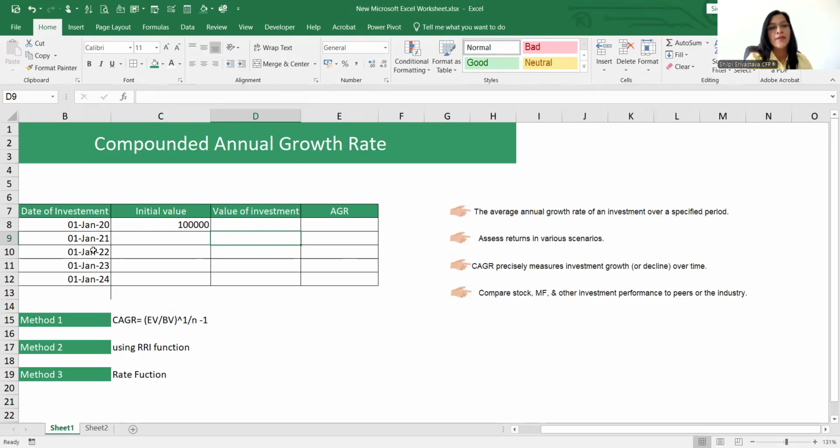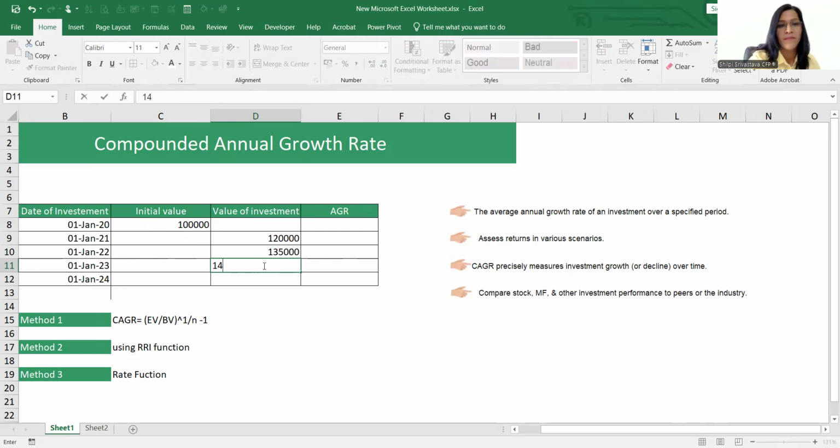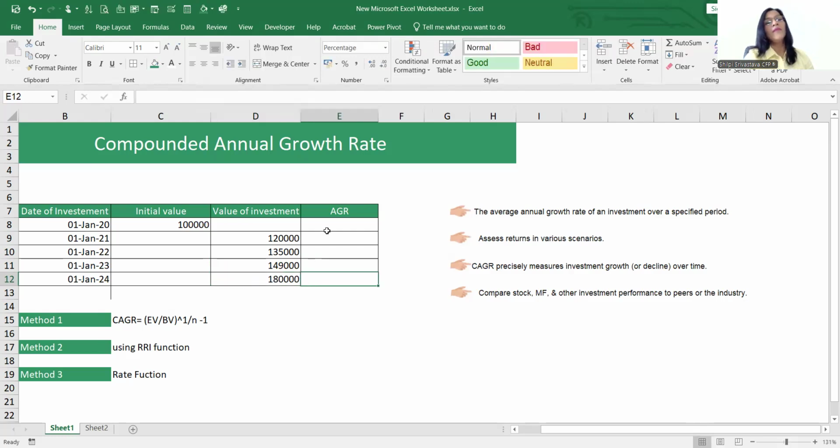So I assume in this example, your investment from rupees 1 lakh has grown to 1 lakh 20,000 on 1st of January 2021. 1st of January 21 to 1st of January 22, your investment has become 1 lakh 35,000. I'm taking some random numbers because here we are just taking a simple example to understand how to calculate it. 1st of January 23, it has become... you can see one column which is AGR, annual growth rate.